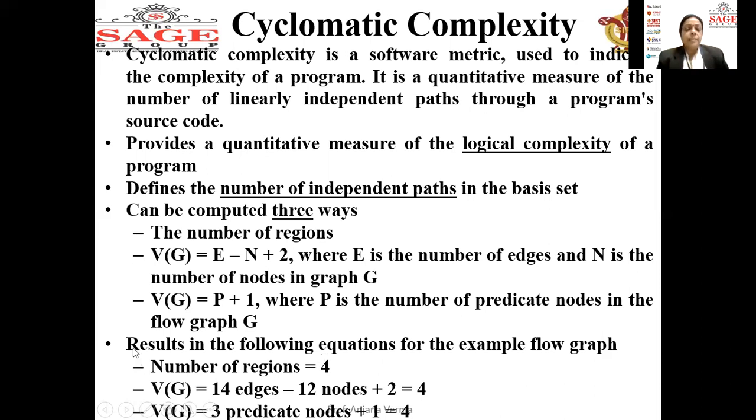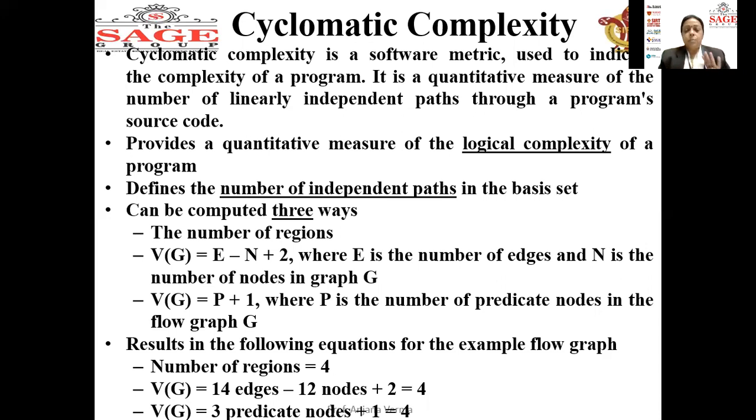Now the second way is edges minus nodes plus 2. You can see there were 14 edges, 12 nodes, plus 2 is 4. And 3 predicate nodes plus 1 is 4. With the help of this, you can see the cyclomatic complexity is 4. It means there are 4 paths, and when you make a plan for testing, you have to plan for all 4 paths.